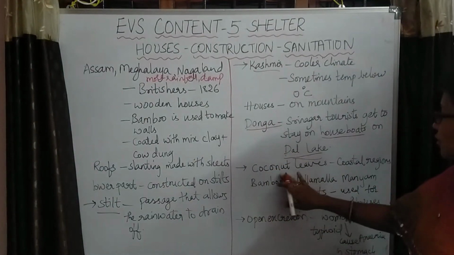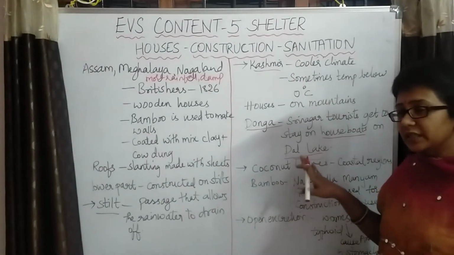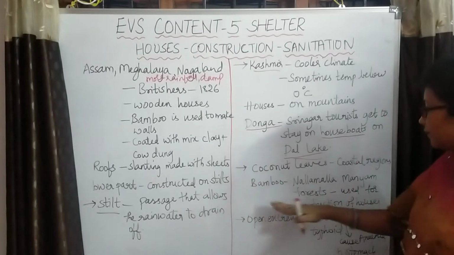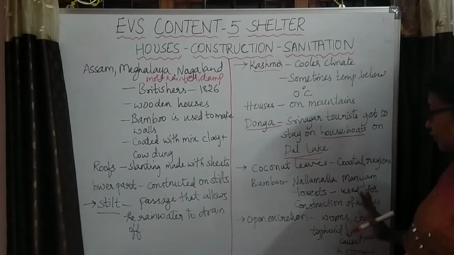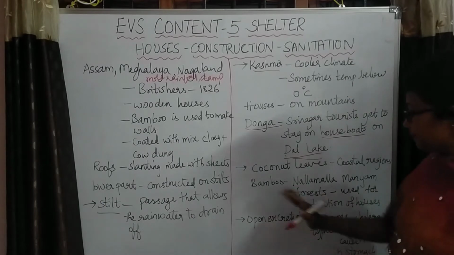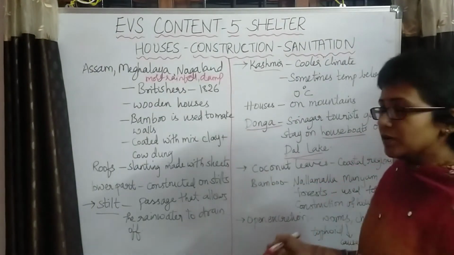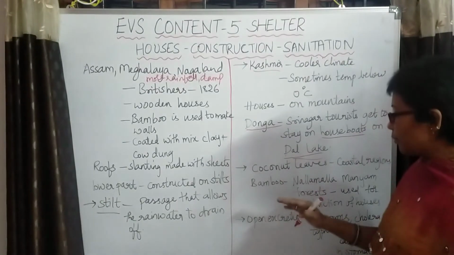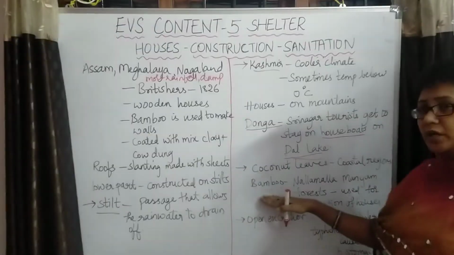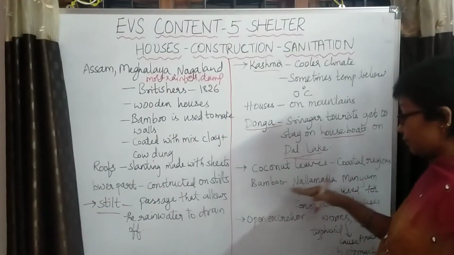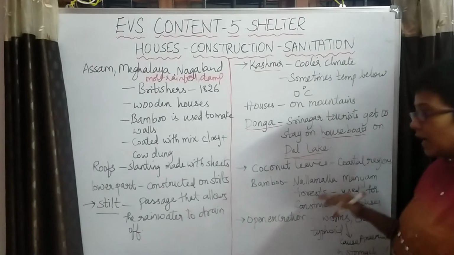Coconut leaves. In coastal regions, coconut leaves are used for constructing houses. And bamboo from Nallamala Manyam forest is used for the construction of houses. So the trees which are used for the construction of houses are two: coconut leaves and bamboo. Coconut leaves are used in coastal regions, and bamboo is used in the Nallamala Manyam.